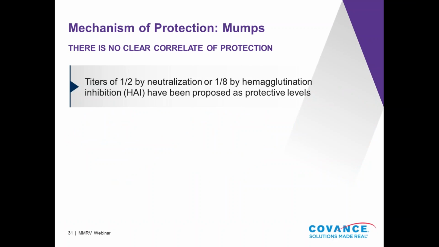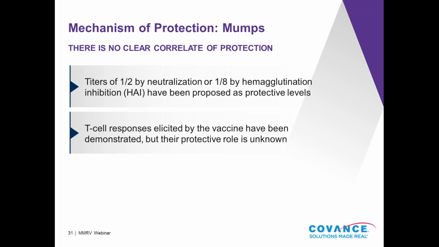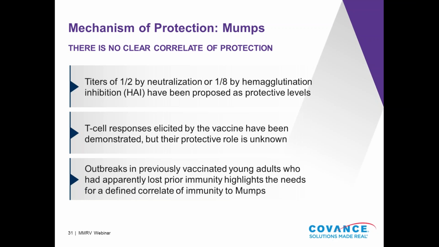It has been suggested that titers of 1 to 2 by neutralization or 1 to 8 by hemagglutination inhibition could be a correlate of protection. But we also know that while T-cell responses do happen following vaccination, their protective role currently is unknown. The bottom line is that mumps outbreaks in previously vaccinated young adults who apparently lost prior immunity still happen and highlight the need for a defined correlate of immunity to mumps.